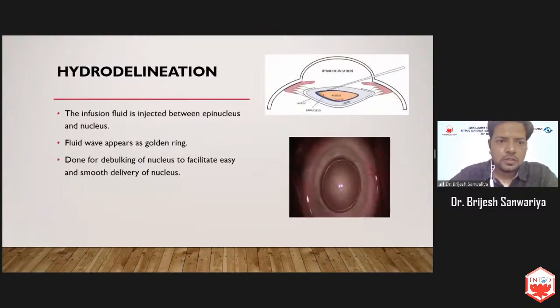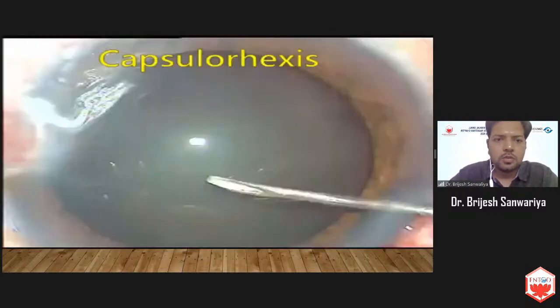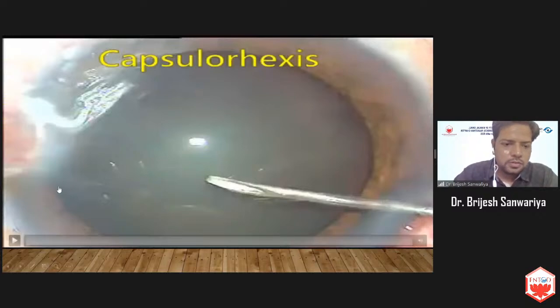Hydrodelineation: in this, we infuse the fluid between the epinucleus and nucleus of the lens. The fluid wave will appear as the golden ring as shown in the picture. It is basically done to debulk the nucleus so that it will facilitate the smooth delivery of the nucleus from the tunnel also. To conclude, I have a brief video about these two procedures.